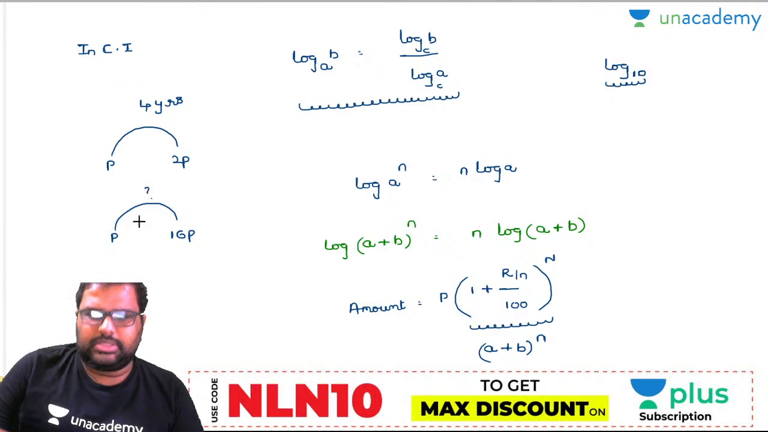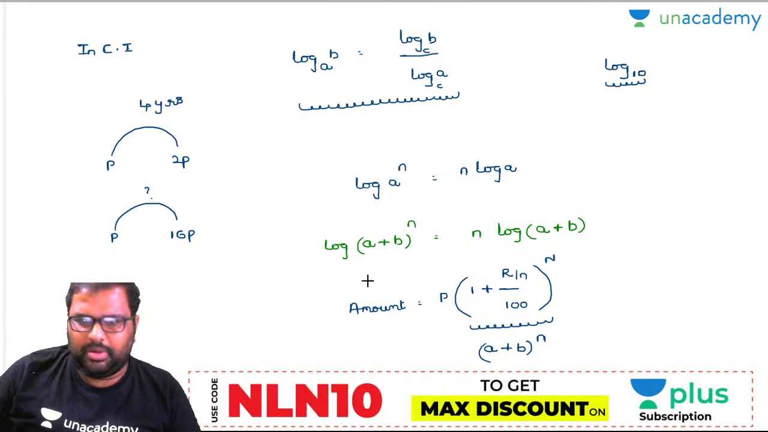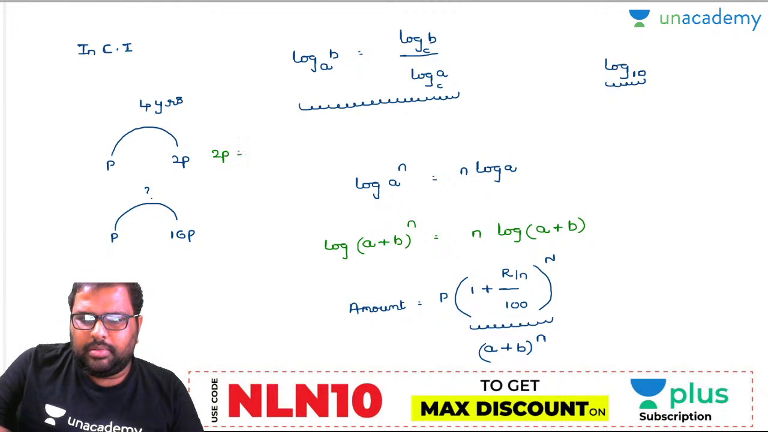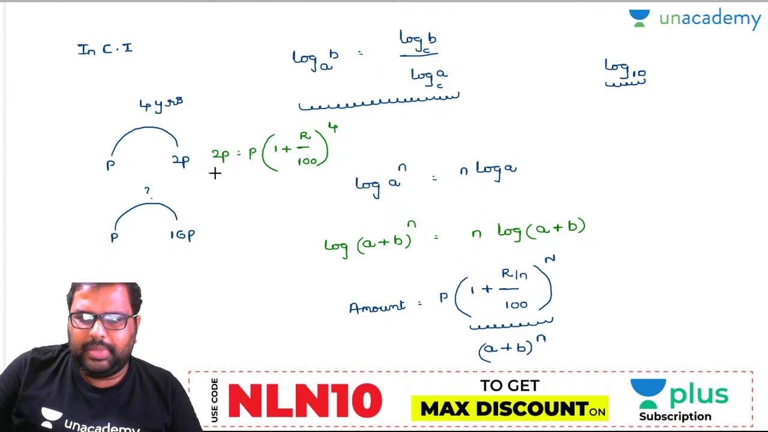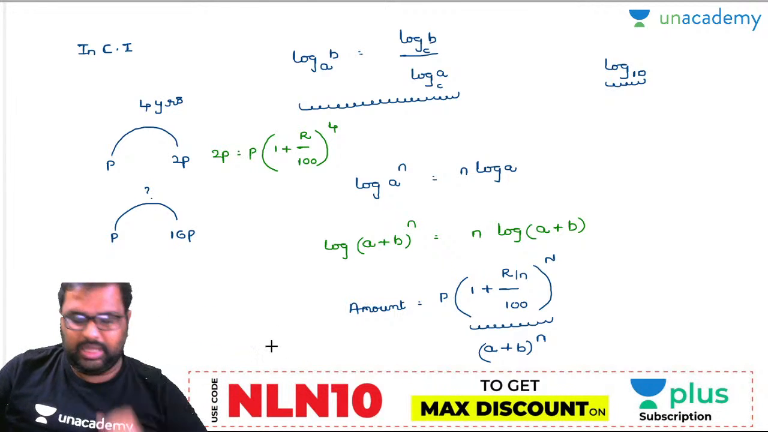16P is my question there. If you write it down in normal format, observe, your amount is 2P, principal is P, 1 plus r by 100 whole to the power of 4 (nothing is given, so compounded annually). Is this your answer? Now P and P get cancelled. 1 plus r by 100 whole to the power of 4 will be equal to 2.